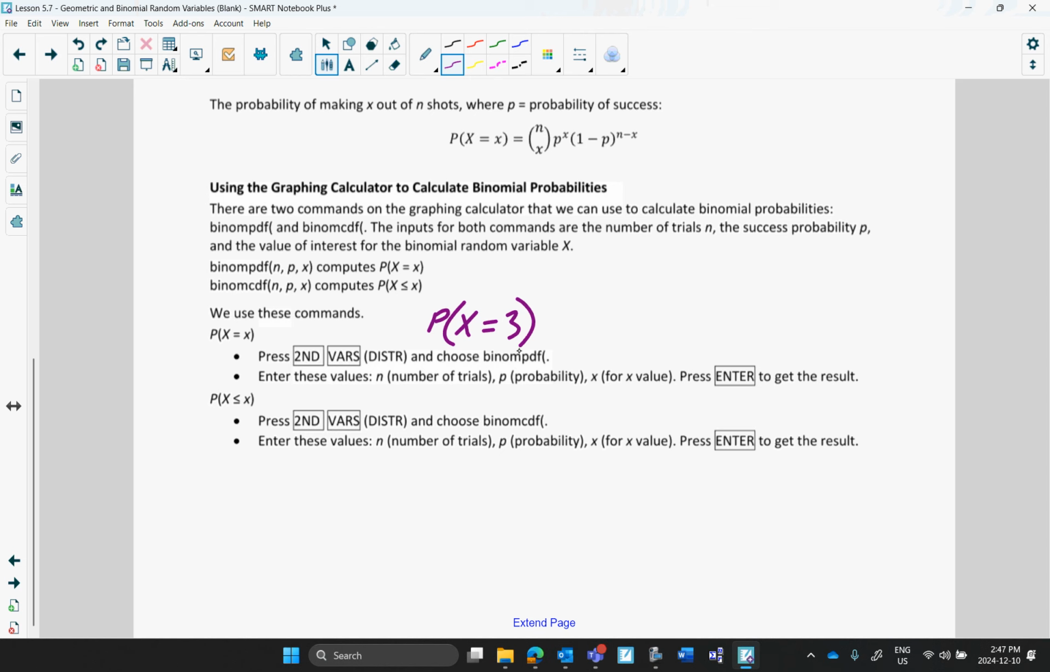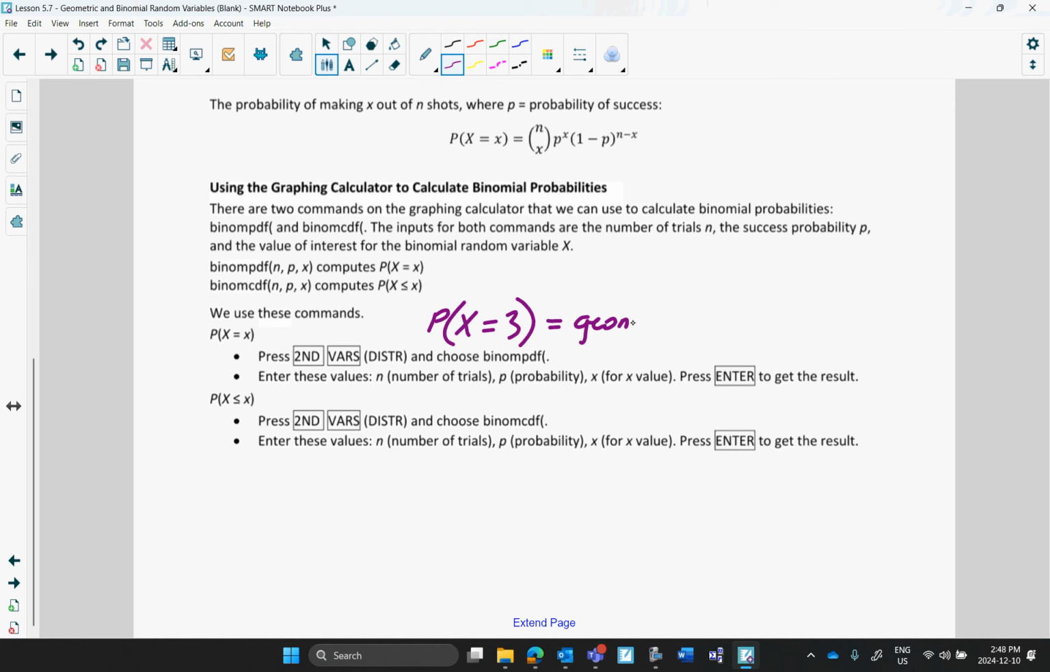So second VARS always gets you your two distributions. Scroll down until you see Binomial PDF. Notice there's three things you've got to enter: not just the probability of success and the value of the variable, but how many trials there were. You've got to show that in calculator speak too.